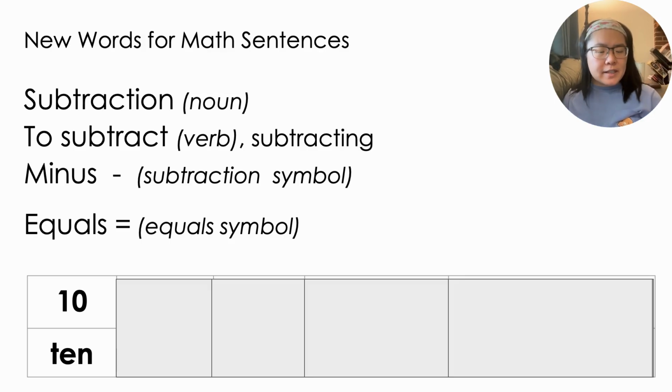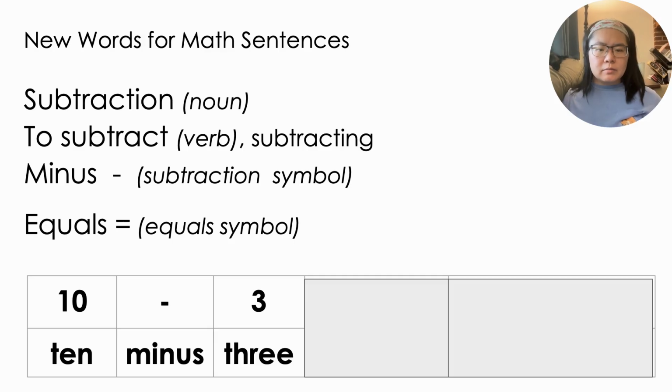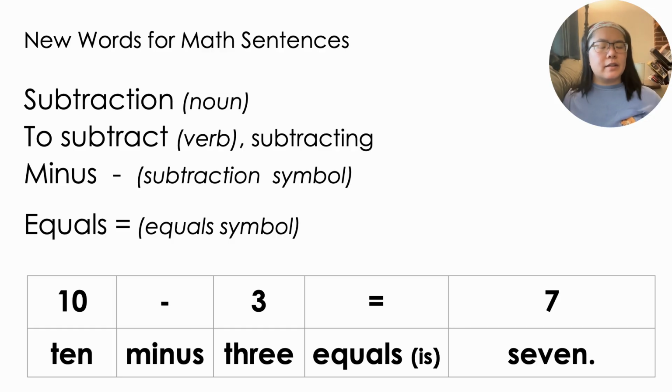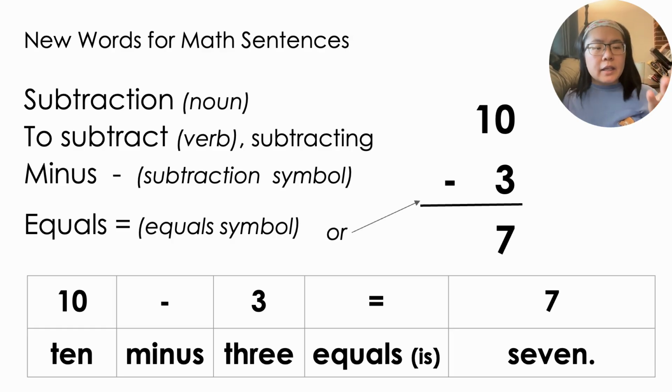Let's read through this sentence together then. 10 minus 3 equals 7. Again, 10 minus 3 equals 7. Or 10 minus 3 is 7. Same thing. Again, if you see this written up and down vertically, same thing. 10 minus 3 equals 7.